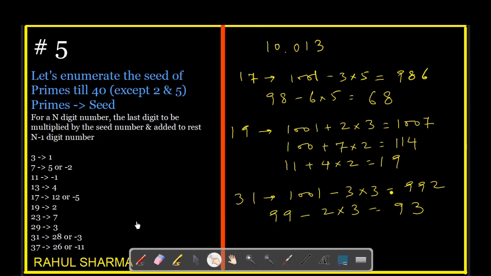Check for 19. The seed of 19 is 2. Multiply the last digit 3 by 2 and add it to the rest of the digits. It becomes 1007. Reapply this logic, multiply the last digit with 2, add it to 100, this becomes 114. Reapply, it becomes 19. Hence, this number is also divisible by 19. In the case of 31, the seed is 28 or minus 3. When you do the computation, multiplying the digits with 28 and adding becomes a bit cumbersome. So take the number with minimum absolute value, which is minus 3. Do the steps and you will realize 10,013 is also divisible by 31.